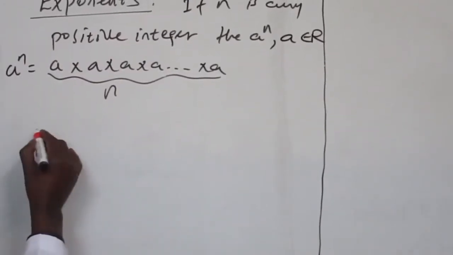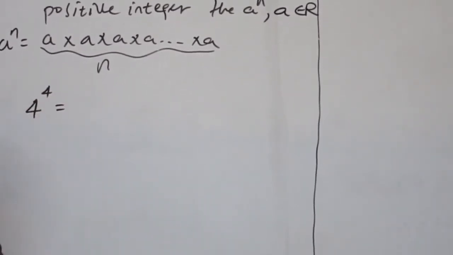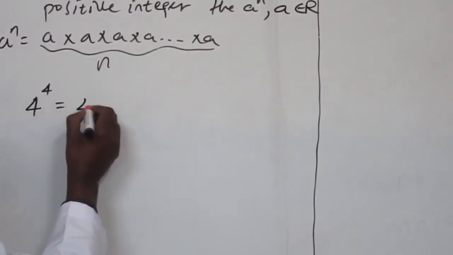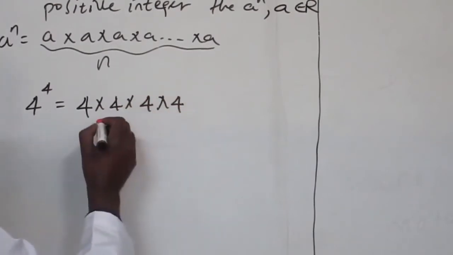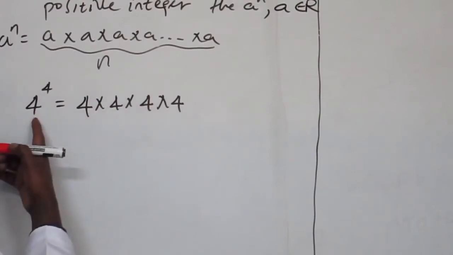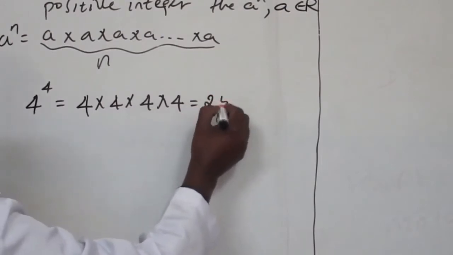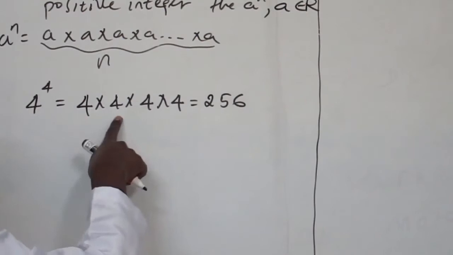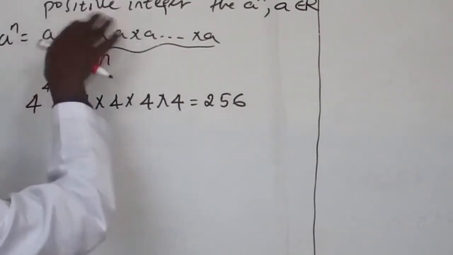For example, take 4 to the power of 4. You have to multiply 4 how many times? 4 times. This means 4 times 4 times 4 times 4, the multiplication of the base 4, 4 times, which is equivalent to 256. You can check it: 4 times 4 is 16, and 16 times 16 is 256. So this is how we write exponents.